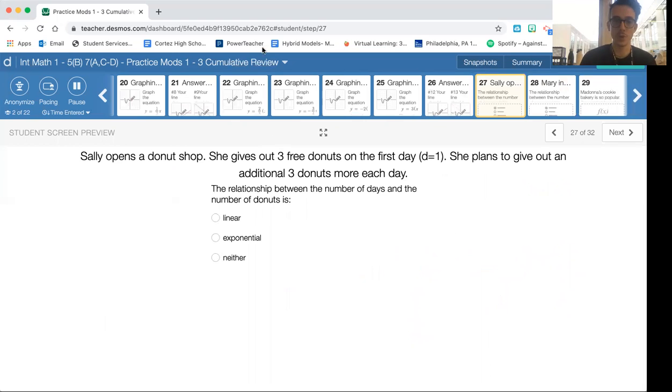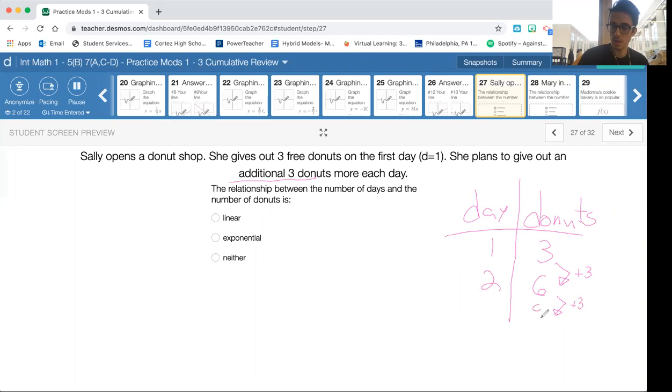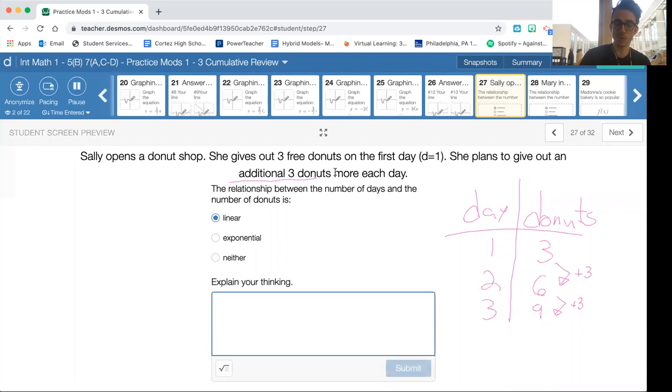Relationship with Sally and the donut shop. Gives out 3 free donuts on the first day. Plans to give out an additional 3 donuts more each day. So as a quick table, I'll have day, I'll have donuts. On day 1, we give out 3. On day 2, we give out an additional 3 more. So that would be adding 3 to get 6. Keep doing that. Add 3, get 9. This is definitely linear because we just keep adding 3 every time.